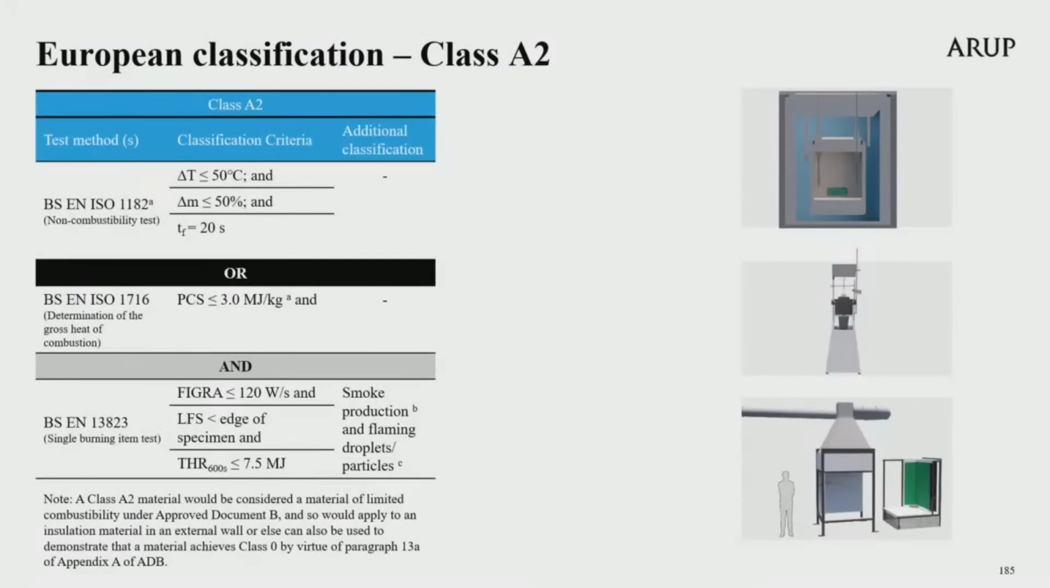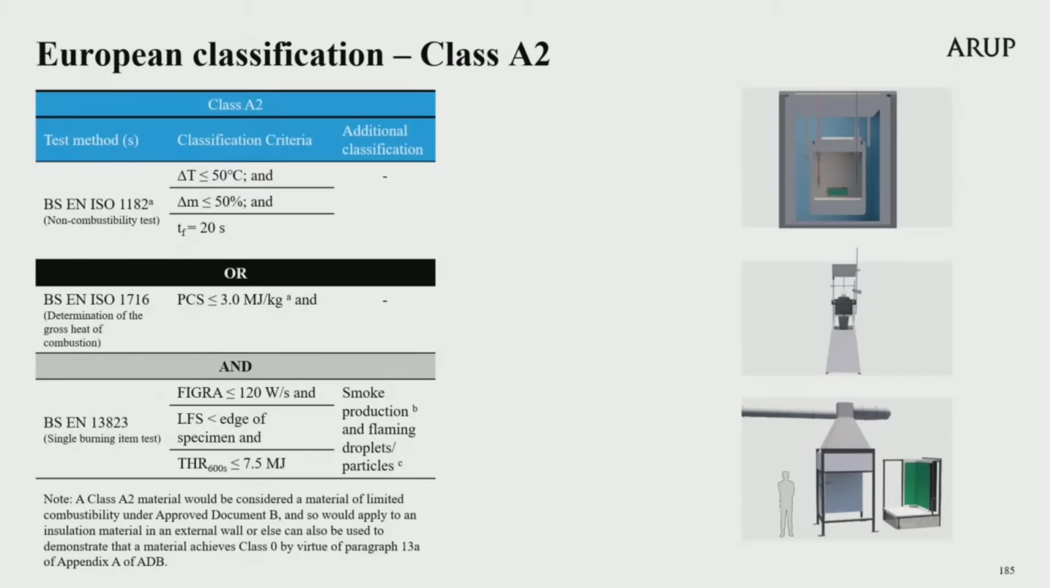There are 2 combinations of tests that can be used to classify a material as Class A2. Remember that a Class A2 material would be considered a material of limited combustibility under Approved Document B, and so would apply to an insulation material.